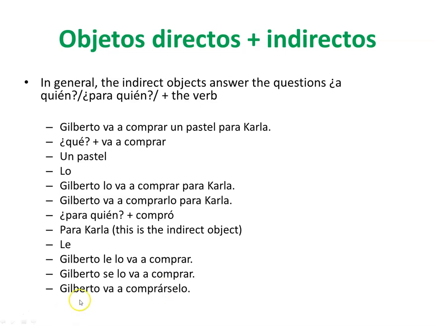Now, if you decide to place all the objects after the verb that is not conjugated, which is comprar, this is going to be the outcome. Gilberto va a comprárselo. When it's after, I mean the placement, we need to place the objeto indirecto first and then the directo. Gilberto va a comprárselo. You see, this selo is here, just attached to the infinitive.